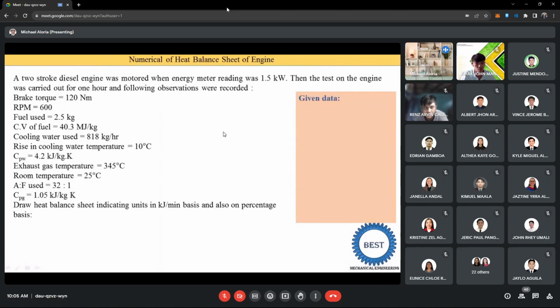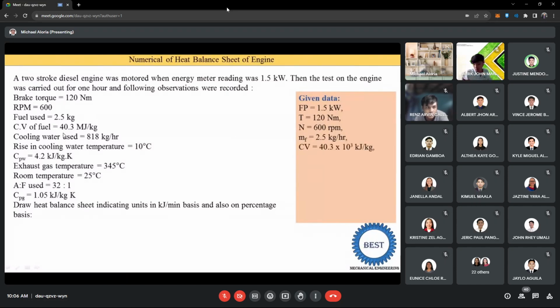Now what are the given data? First is the friction power, which is 1.5 kilowatt. Then torque is given as 120 newton meter, no need for any conversions. RPM is given as 600 revolutions per minute. Mass of fuel is 2.5 kg per hour. Here hour is not written, but we commonly take it because this is a practical engine running for 1 hour.